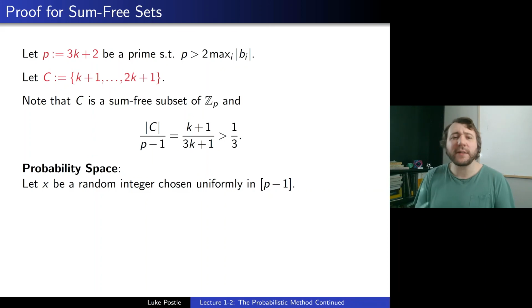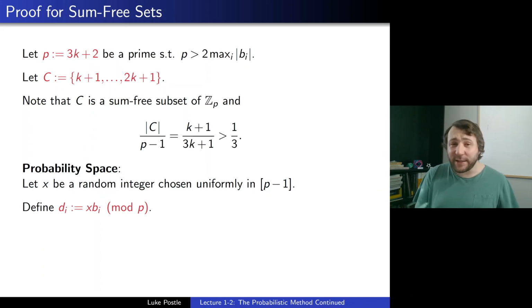Now what we're going to do is, as our probability space, pick a random integer chosen uniformly in 1 up to P minus 1. So let X be this. So here's the idea. We're going to do this random multiplication. We define d_i to be x b_i, again taken mod p, so we're in the cyclic group. Do that for each of the b_i's.